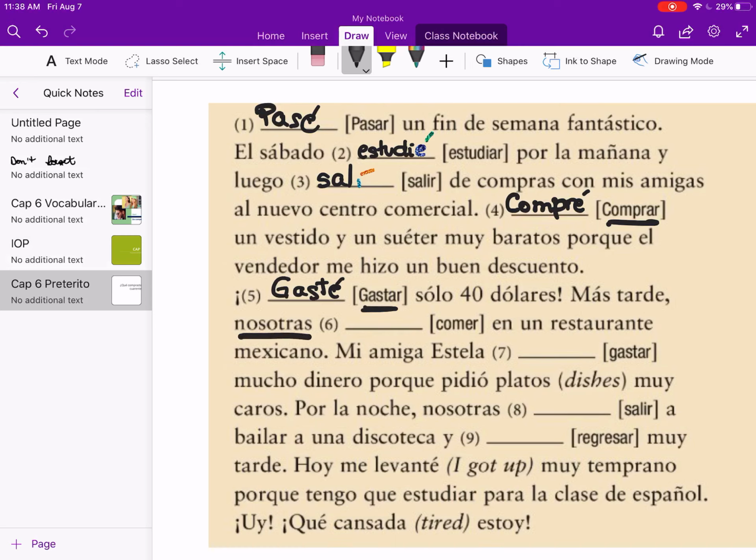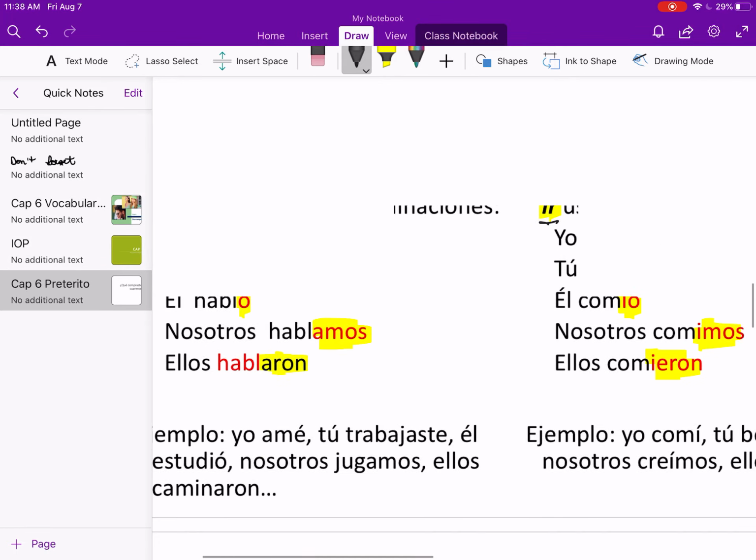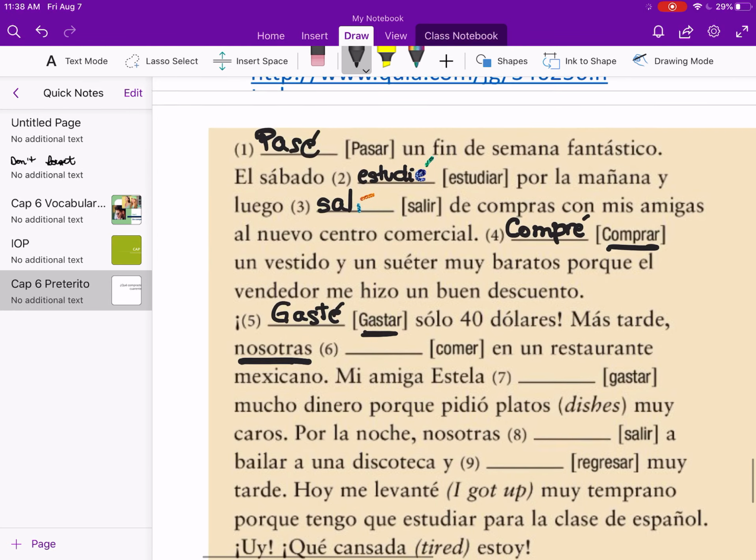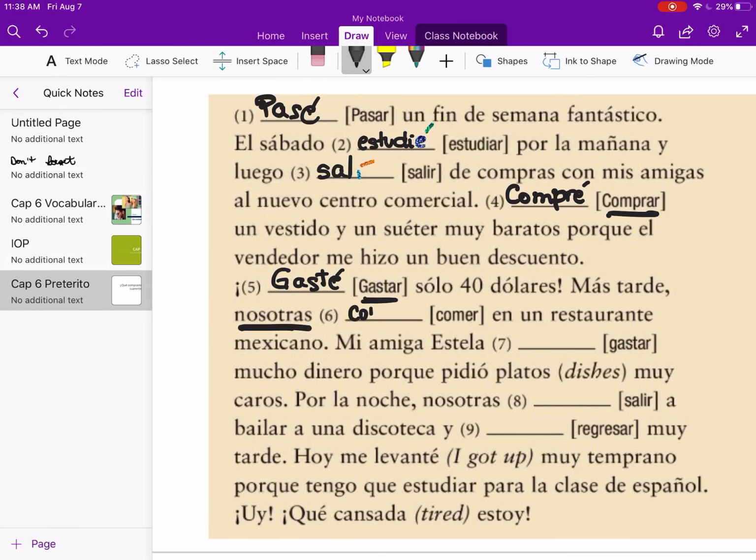Más tarde, nosotras. Okay, so aquí es nosotras. Comer. Nosotros comer would be, given this chart, nosotros comimos. Okay. So nosotros comimos en un restaurante. Mi amiga Estela es ella, ¿no? So just like gastar, yo gasté, tú gastaste, ella gastó. ¿Sí? So you get the hang of it.